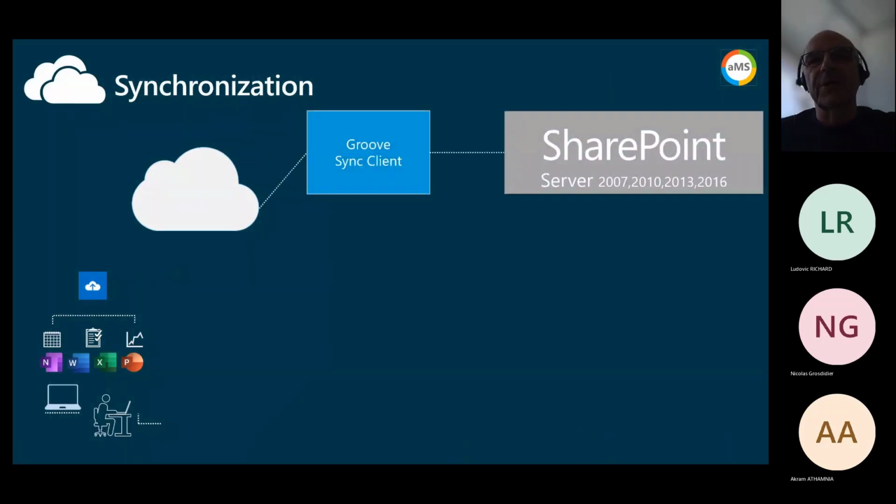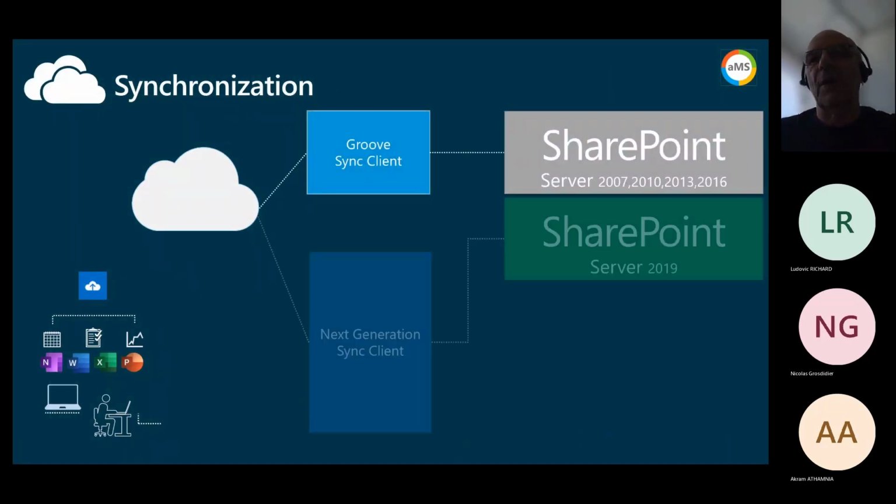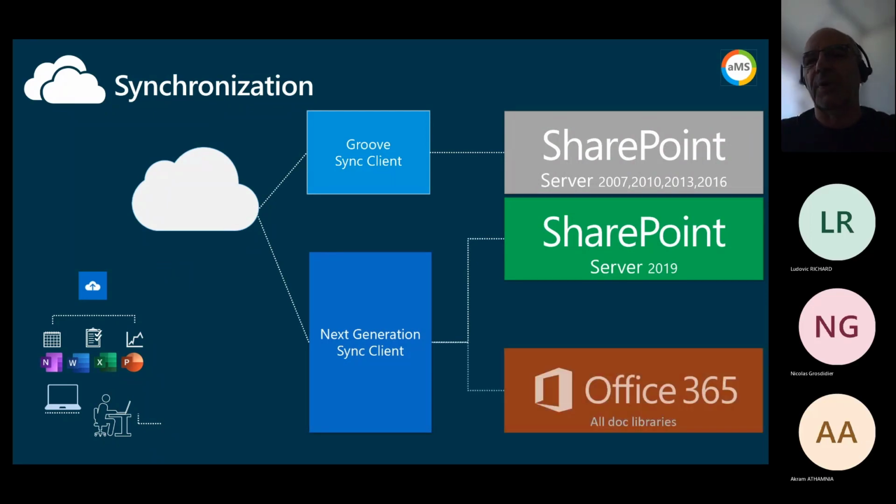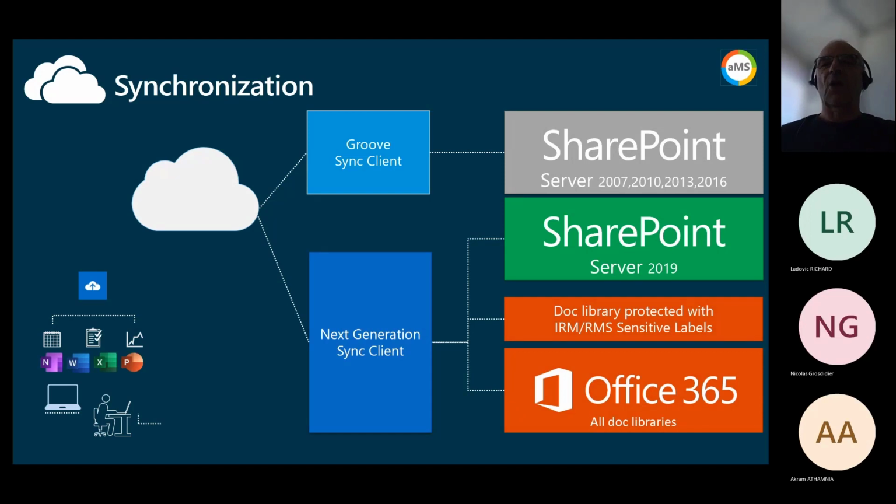Recap. Groove Sync Client with SharePoint before 2019, the next generation Sync Client with SharePoint, Office, and today document libraries with protected IAM, AMS sensitivity labels. And now also with new encryption will be available so that you can have encrypted things together and co-author with them.